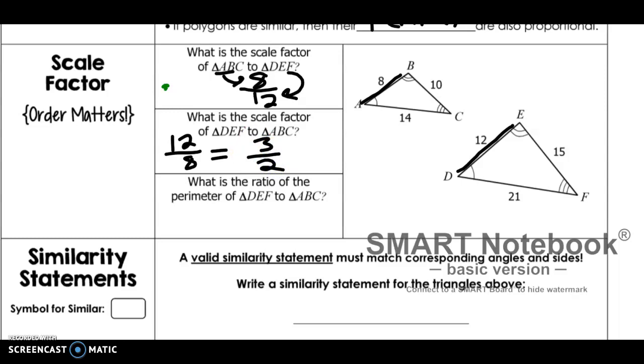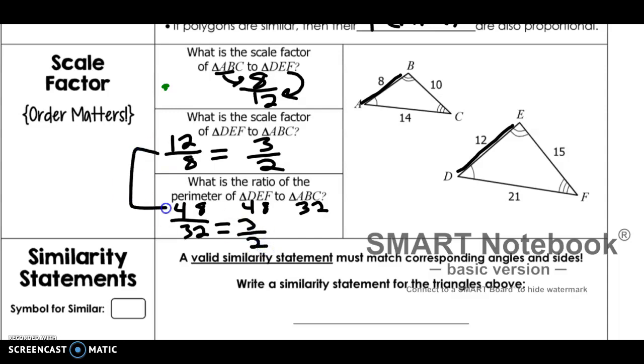Okay, so what is the ratio of the perimeters? Let's add up our perimeters. So I have 14 plus 10, which would give me 24, plus 8 would be 32. That would be my bottom, because that was AB. And then I do my next one, which would be 21 plus 12, which gives me 33, plus 15, 48. So I have 48 over 32. I set that equal to each other. We reduce that down. Let's see, I divided both sides by 16, and you end up with 3 over 2.